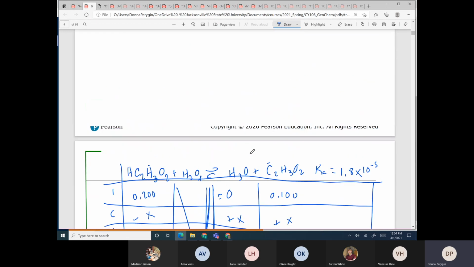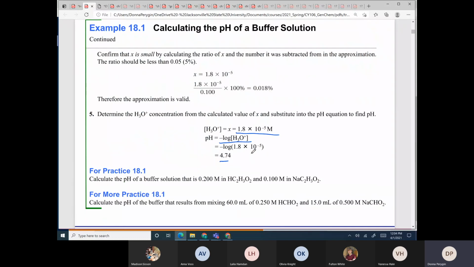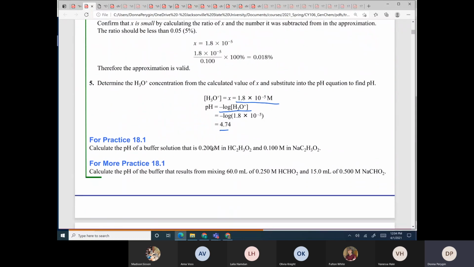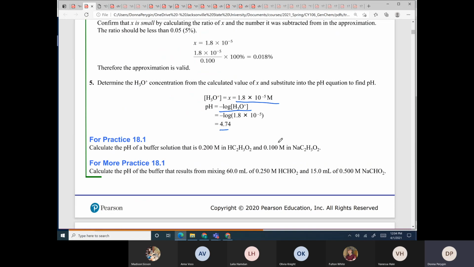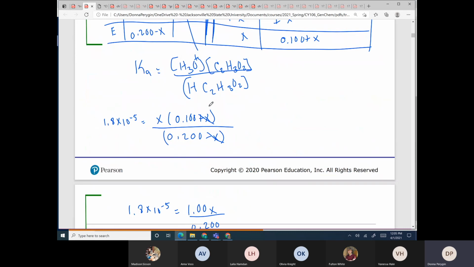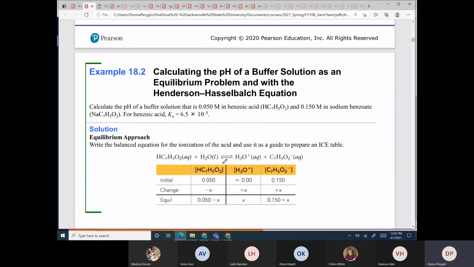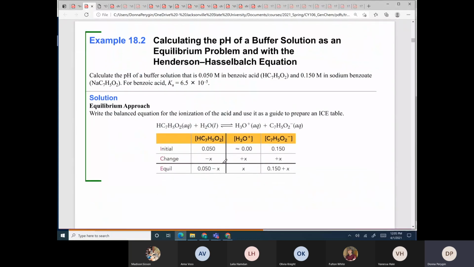Okay, so basically, to solve that problem, you can set it up as an equilibrium problem where you plug everything into an ice table. So we're finding the pH of a buffer solution. Okay, so we've made a buffer. We know how much starting material we have, which is our acid and our salt, the anion of the acid. And so we put that into an ice table and solve for the H3O plus, and we can calculate the pH. So I'm not going to work that second problem because that's pretty simple, and we're going to be working more problems like that.